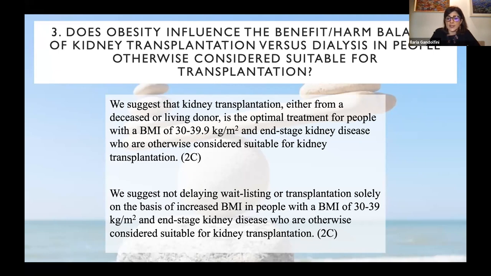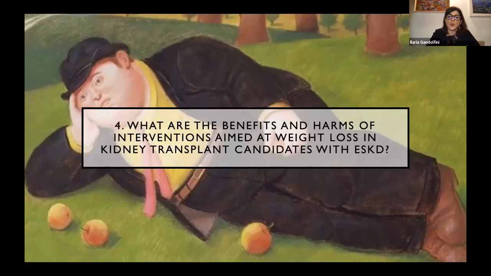We suggest not delaying waitlisting or transplantation solely on the basis of an increased BMI in people with a BMI 30 to 39 and end-stage kidney disease who are otherwise suitable for transplantation. So now let's move to what are the benefits and harms of interventions aimed at weight loss in kidney transplant candidates with end-stage kidney disease.